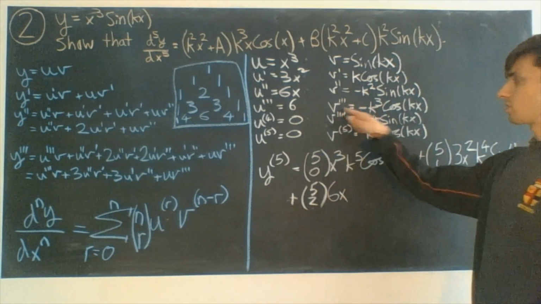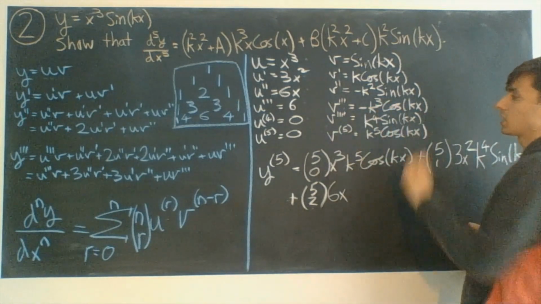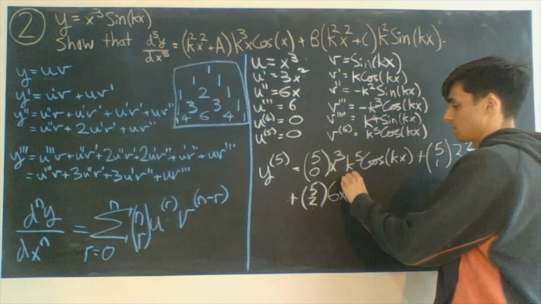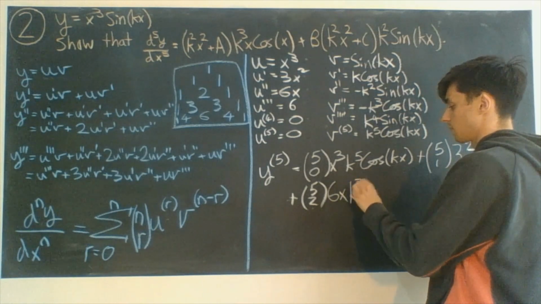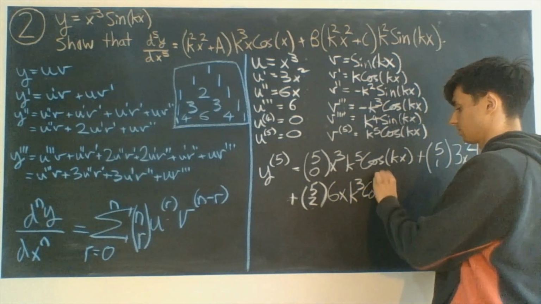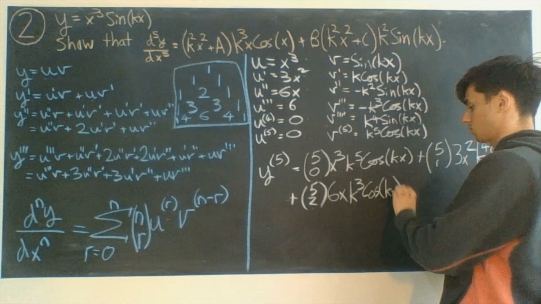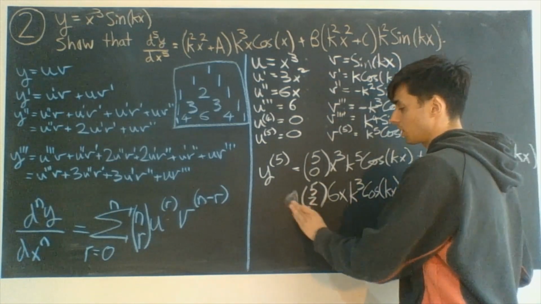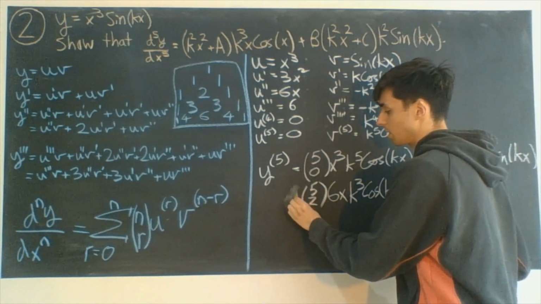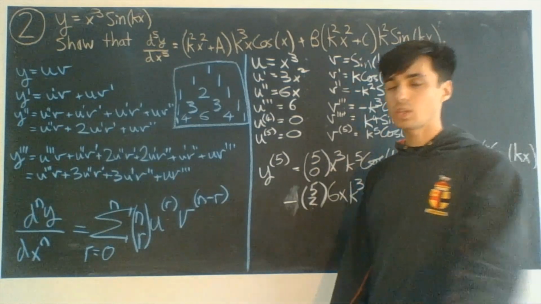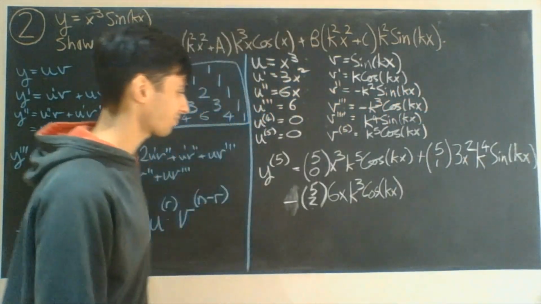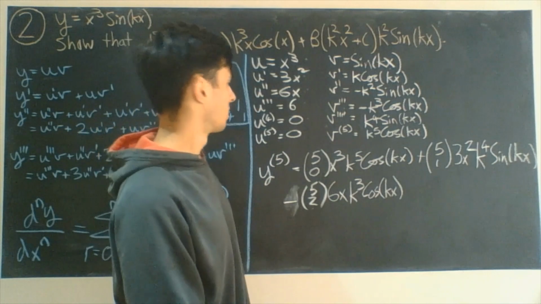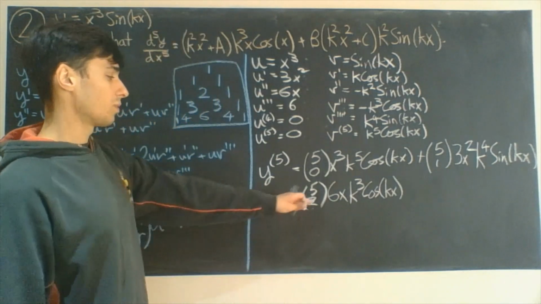And the third derivative of v is minus k cubed cos kx. So let's put k cubed cos kx. And actually, instead of having a plus at the front, let's make that minus, because we know we need to switch it to a minus. We've got 5 choose 2.